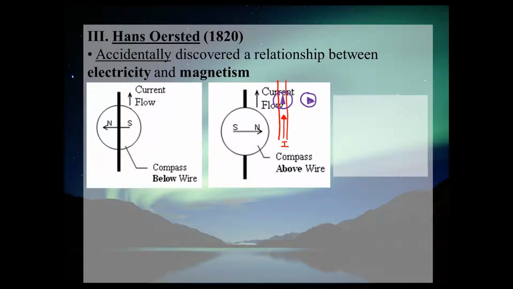These two pictures here we'll come back to in a moment. They talk a little bit about how the direction of current and the direction of the magnetic field compare. But like I said, we'll come back to that on the next slide.